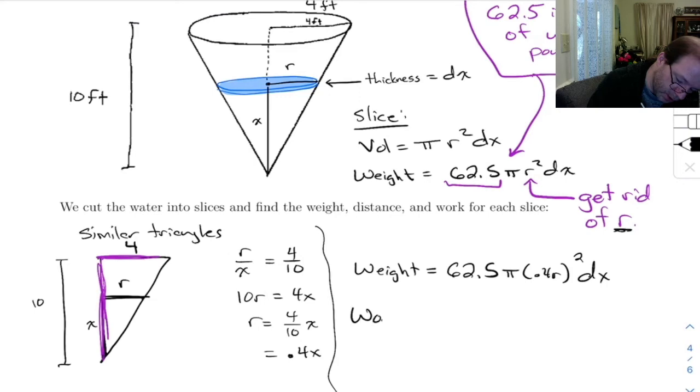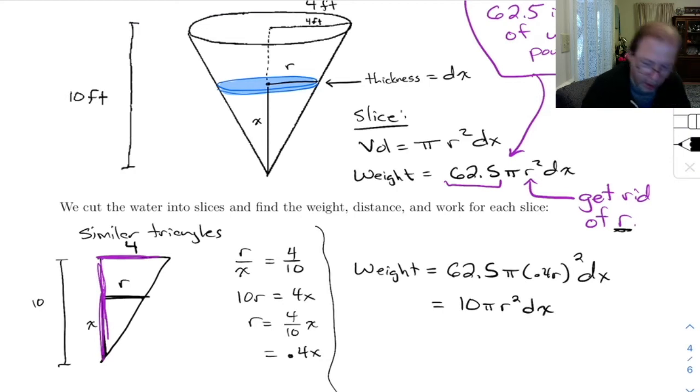Before we do the total work, let's work that out. 0.4 squared is going to be 0.16. When you multiply 62.5 and 0.4 squared together, you wind up with 10. So you get 10 pi r squared dx. I was prepared for that to be ugly, but it turned out really nicely. So that is our weight of the slice.